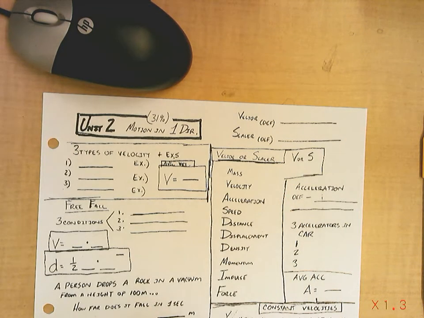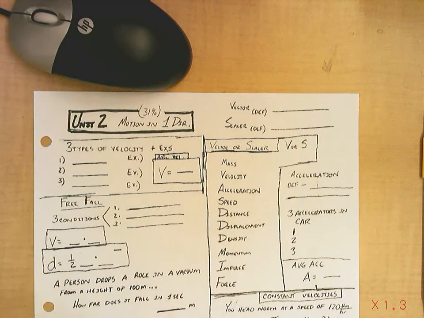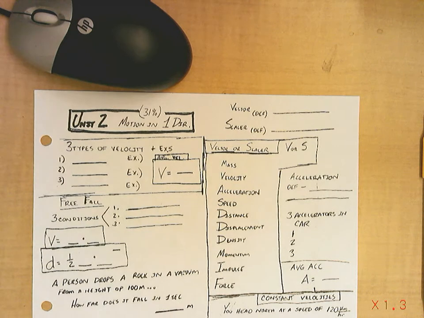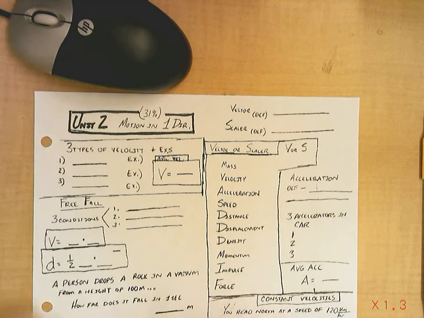Alright folks, Unit 2, 31% of the exam, motion in one direction. Spent a lot of time on this in the year and I think it's pretty important. That's why it's 38% of your exam, 38 multiple choice questions.